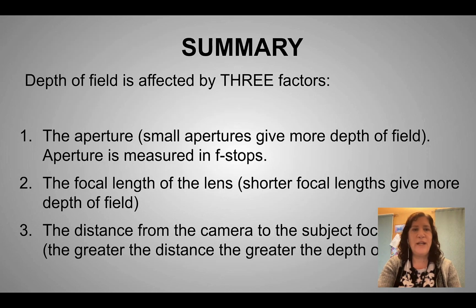So in summary, depth of field is affected by three factors: the aperture, the f-stop; the focal length of the lens, like the zoom lens, the type of lens; and the distance from the camera to the subject. Okay? I know that this is somewhat confusing, and it's one of those things that you actually just have to experience to really get it. So we are going to practice this in class together. So don't worry if you're a little bit confused at the moment.